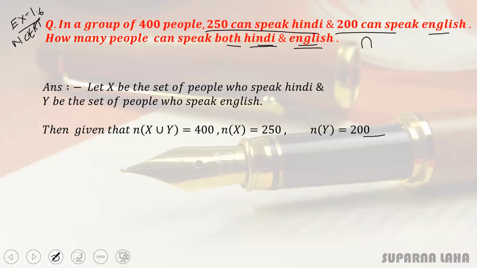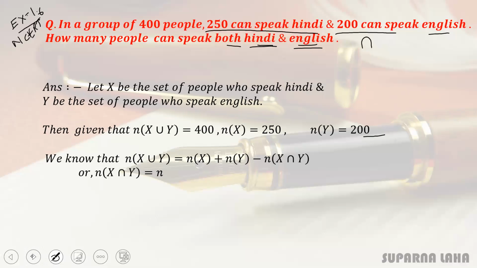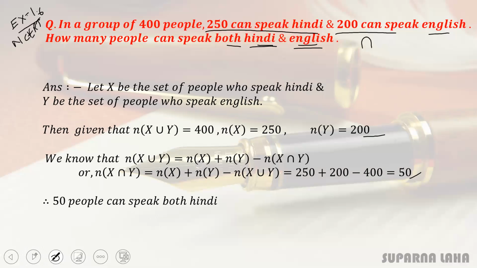Now you need to find the number of people who can speak Hindi and English both. That means you need to find their intersection part, that is the number of elements in x intersection y. So write down the formula and put the values, that is 250 plus 200 minus 400, that means 50 only. So 50 people can speak both Hindi and English. So I think the problem is clear to you. So moving to the next problem.